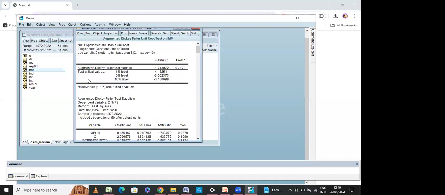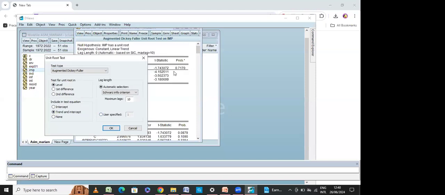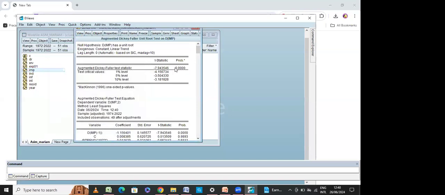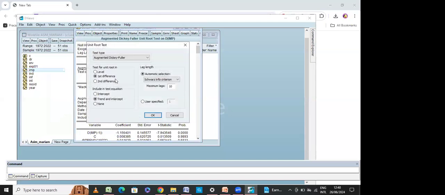See what I have selected at level, but I take trend and intercept, and it is still showing me the same results, that it is not stationary at first level. Let me change to the first level, and at first level it is showing me it is stationary. So it depends on us whatever we want to do.